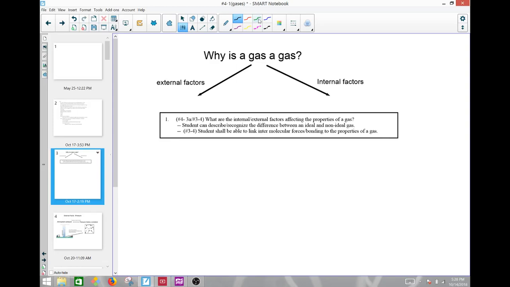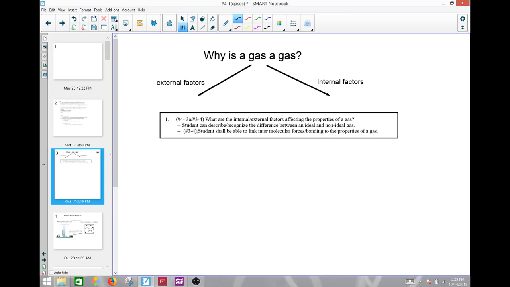This is going to be a short little video on gases. Why is a gas a gas? Which is 4-3A, so it's states of matter, liquids, gases, and then 4A is dealing with the inter and intramolecular effects of gases. So what are the intermolecular factors affecting the properties of gases?